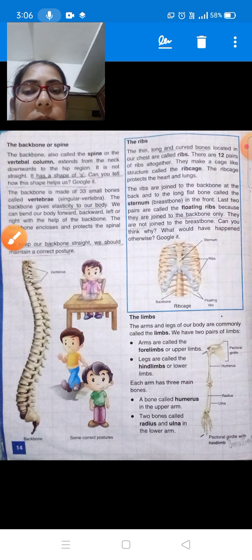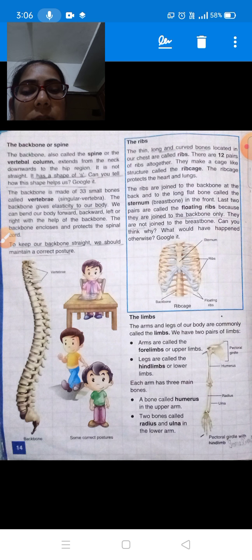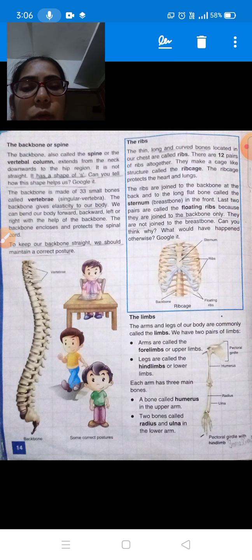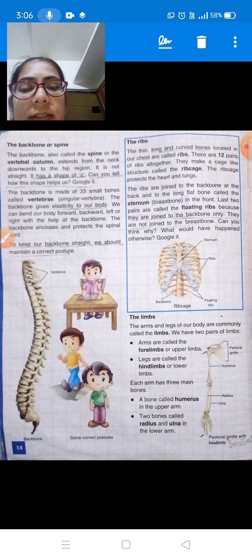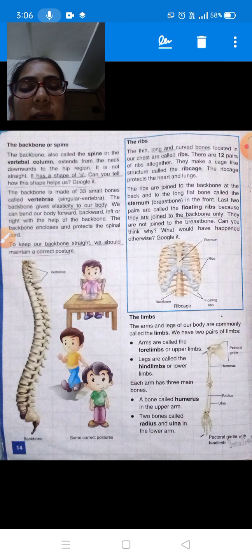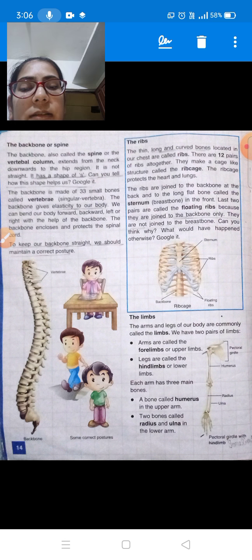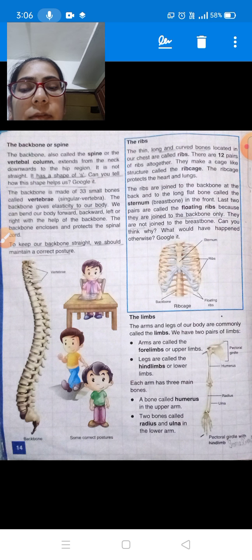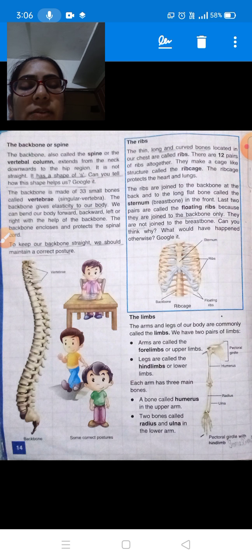Now the backbone is made up of 33 small bones called vertebrae. The backbone is also called the vertebral column and the spine. It is S shaped. Why is it S shaped? To give elasticity to our body so that we can bend easily. Our spinal cord runs through this backbone, and to maintain the correct posture, we should keep our backbone straight always.